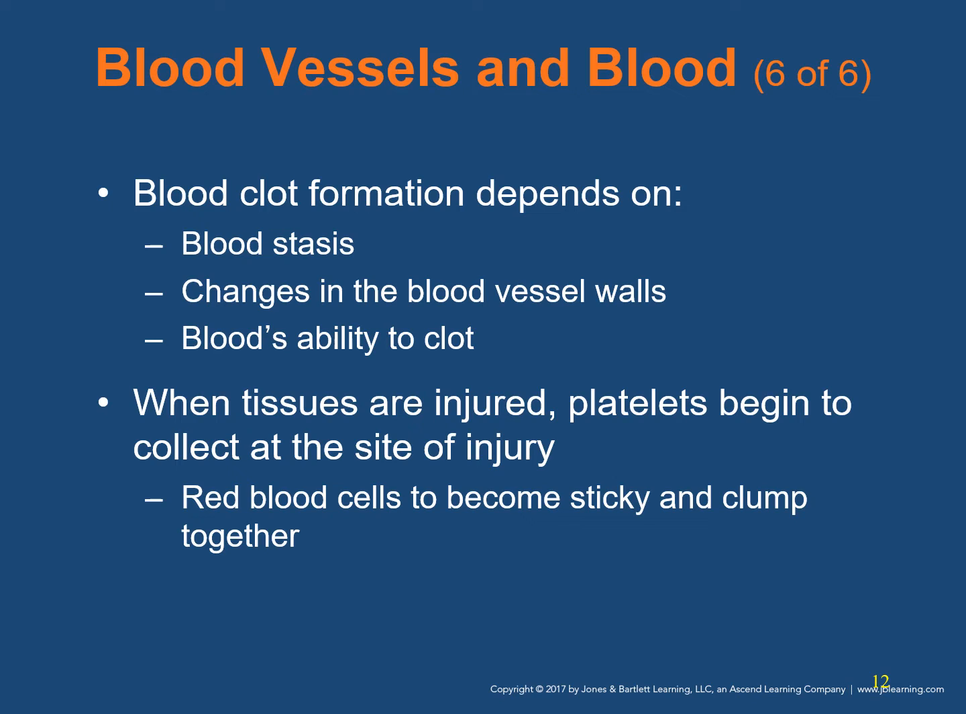Blood clot formation depends on several factors: blood stasis, changes in the blood vessel walls such as a wound, and the blood's ability to clot, which can be affected by disease or medication. When tissues are injured, platelets begin to collect at the site of injury. Red blood cells become sticky and clump together. Protein in plasma reinforces the developing clot.